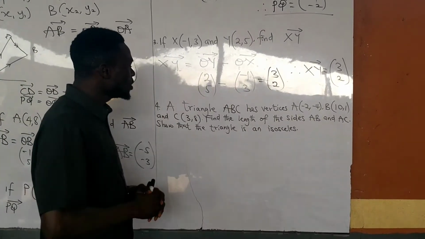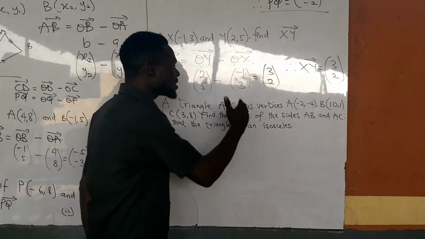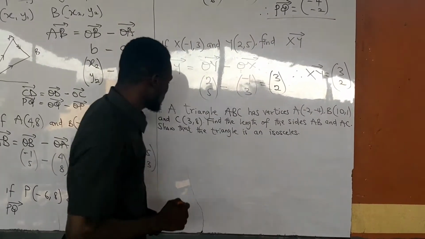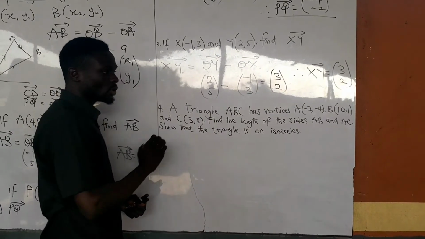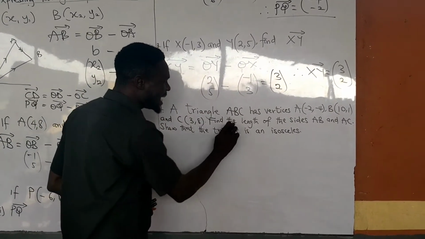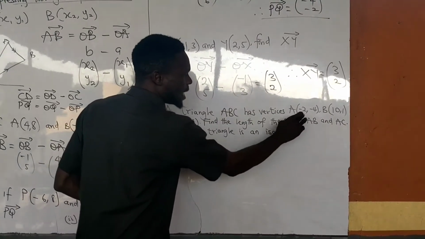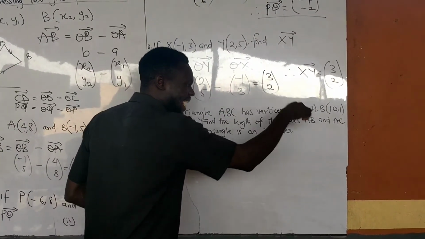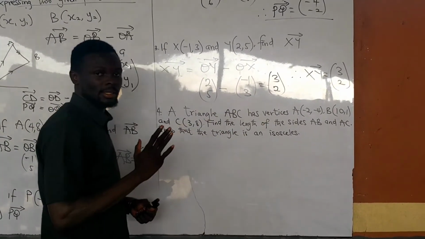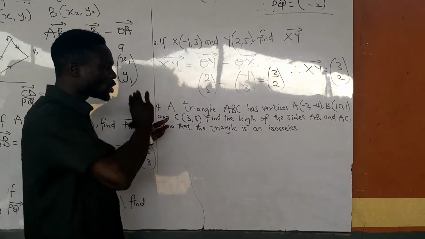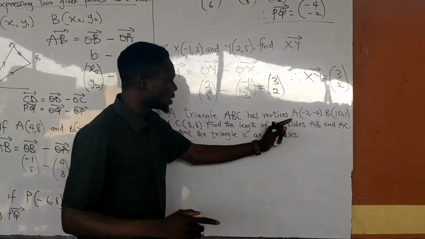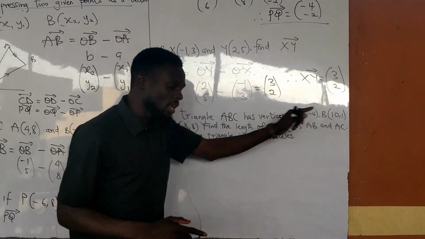A triangle ABC has vertices A as this, B as this, and C as this. These are the vertices of the triangle. The question is saying: find the length of the sides AB and AC, and show that the triangle is an isosceles triangle.